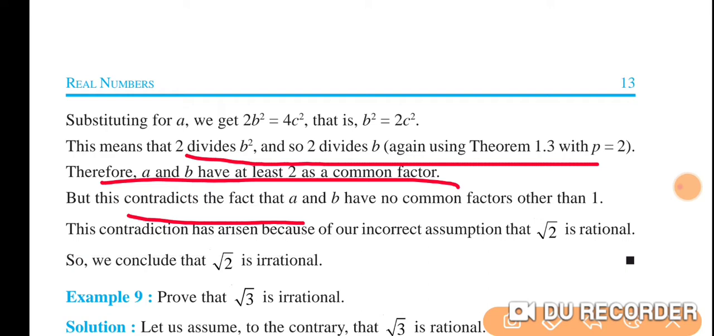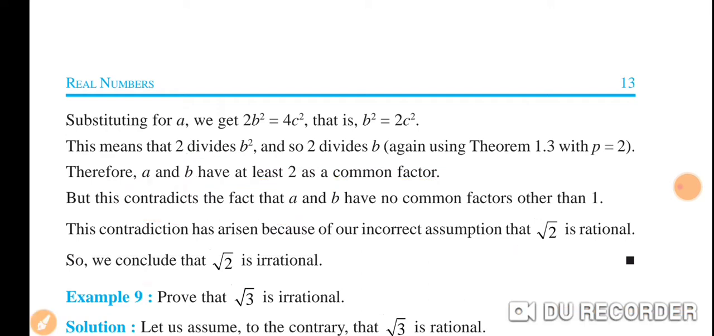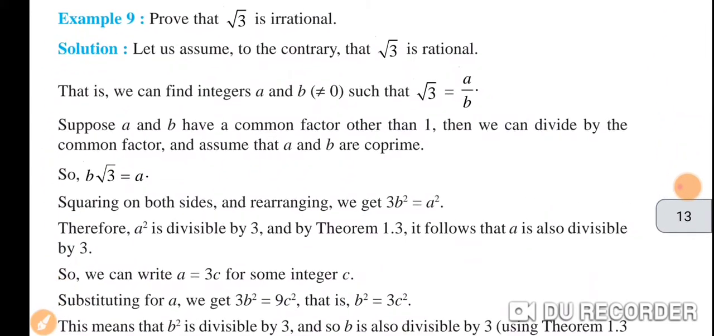Now we are getting A and B are having another common factor 2. If they are co-prime, then they should have only common factor 1. So therefore the assumption, what was your assumption? Root 2 is rational. That is a wrong assumption, and hence root 2 will be irrational. This is how you prove the sum. Got this theorem? So based on this, you are having one more proof, that is example root 3 is irrational. So let us take up this example.